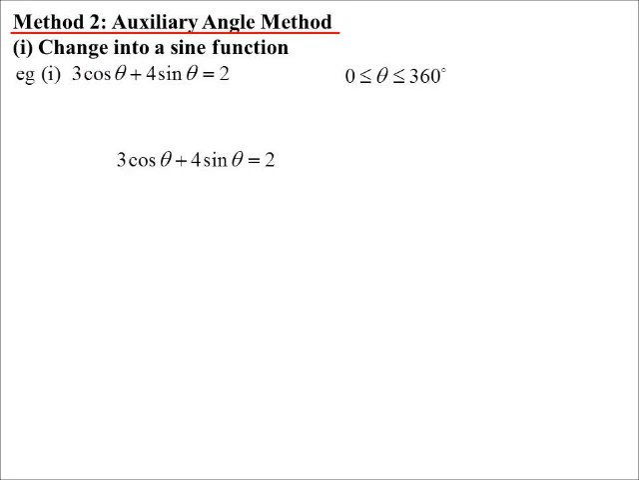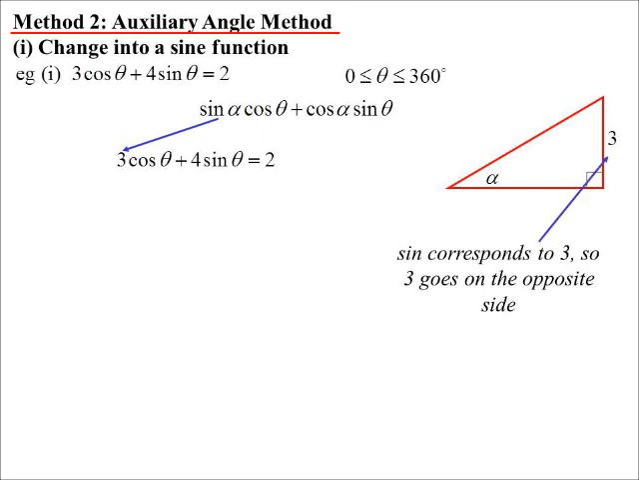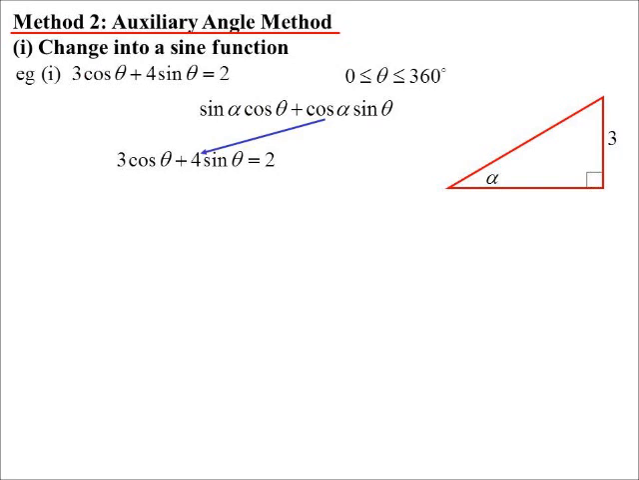Now how do I change it into a sine function? It uses our sine cos sine idea. I look at this and say, well, sine cos sine, I've got 3 cos 4 sine. So what that's saying to me is that sine theta has got something to do with the 3. Now sine is the opposite side, so I'm going to put 3 on the opposite side of my triangle. Okay, sine cos, well, cos 4. So cos has got something to do with the 4.